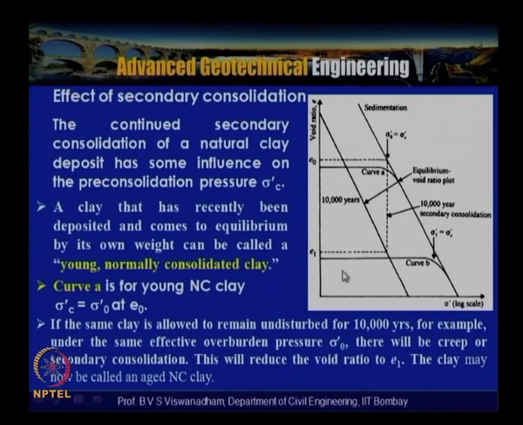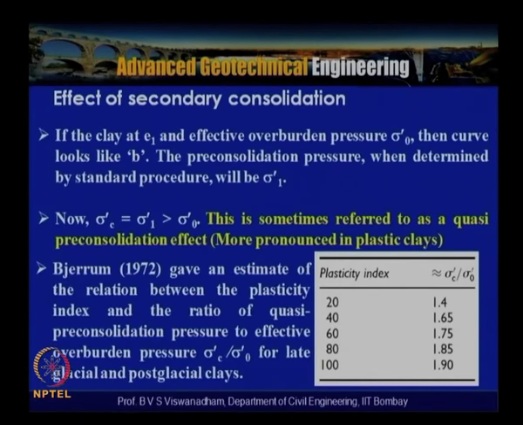So this clay is called aged normally consolidated clay. Previously, if there is a fresh deposition of clay, and it comes to equilibrium by its own weight, then it is called young normally consolidated clay. And if this is subjected to a certain amount of secondary creep, it will reduce the void ratio from e0 to e1 as shown in this slide, and this clay may now be called aged normally consolidated clay.